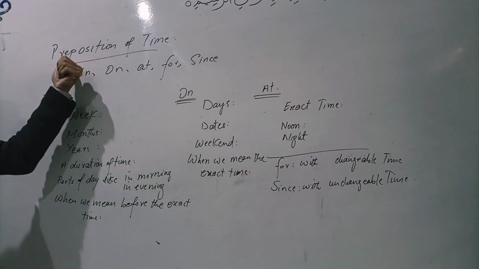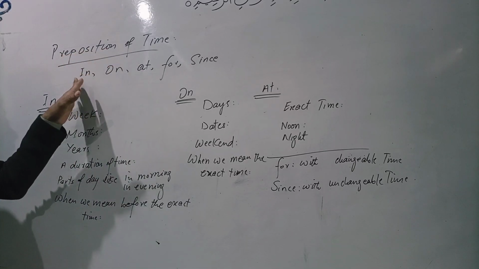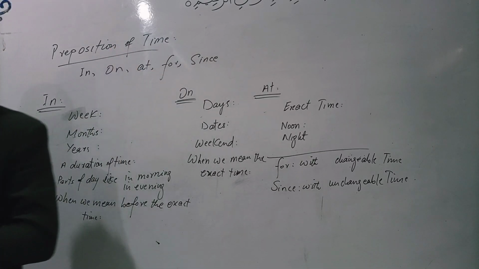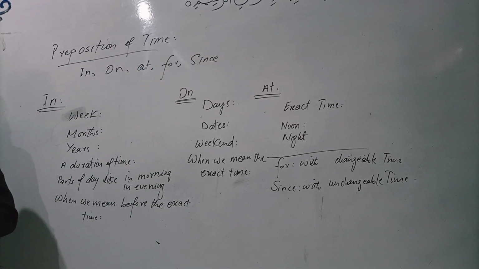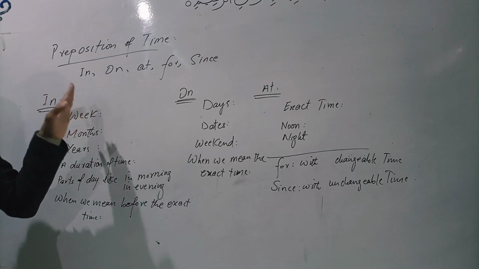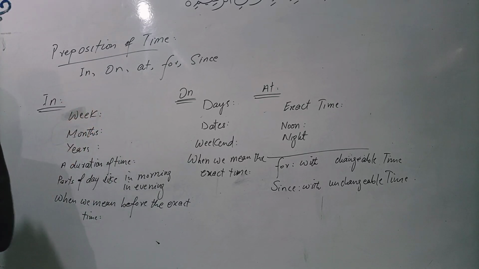Now we have prepositions of time. Normally we have in, on, at, for and since. These are the prepositions we commonly use for time. They are also used for place, but we'll only talk about time now.